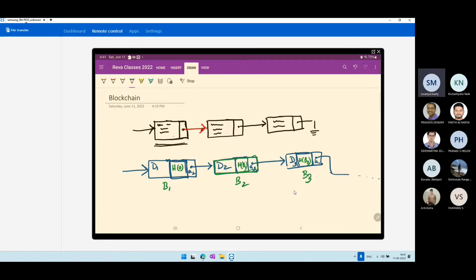Now what is the beauty of this data structure? Nobody can tamper either link or data. If you tamper anything in this D2, immediately when you go to D3, it will find out that D2 is tampered, because this hash will not match. Even if a bit is changed, half of the hash value will change. So the moment you reach B3, you can tell that something is tampered here.